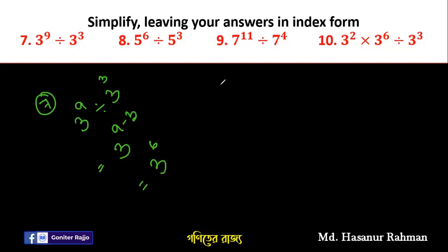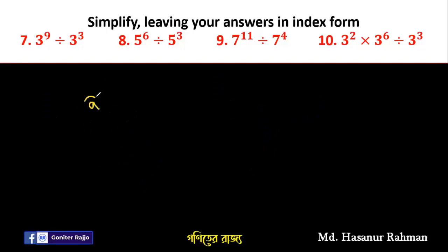Now, number 8. How can you solve number 8? Number 8 says 5 to the power 6 divided by 5 cube. There is a division sign. That's why we have to subtract the powers or indices. So 5 to the power 6 minus 3. That will be 5 cube.